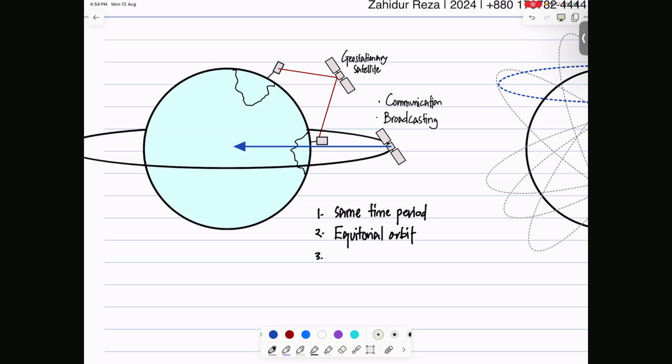Which way should my satellite spin? In the same direction as the Earth, right? Which is what? We want them to know this. Is it west to east or east to west? How does the Earth spin? Think about it a little and answer. It's an interesting answer. East to west.